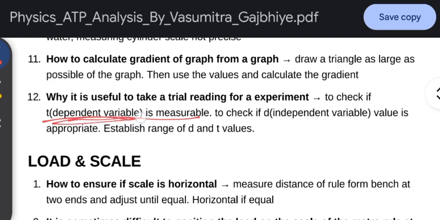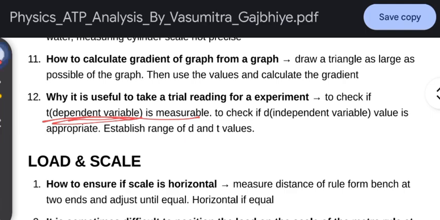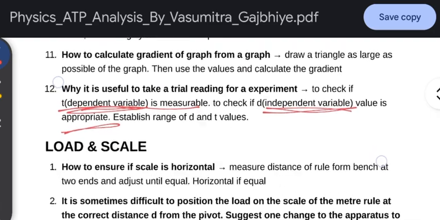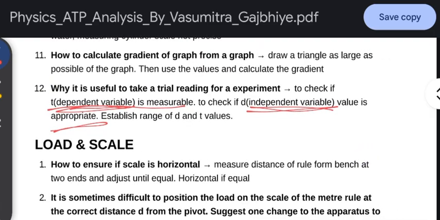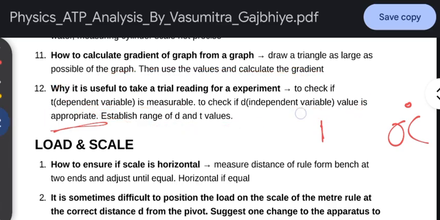Like the dependent variable, what you're trying to measure. For example, if you keep a block and you're trying to measure it, are you able to even measure it well? Or check if the independent variable, like if you're changing the temperature, is appropriate, and establish a range of dependent and time values. Imagine you use a temperature of 50 degrees Celsius and you're not able to get a good value. So basically, a trial reading helps you to identify your errors and mistakes.